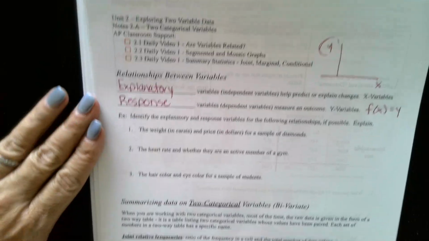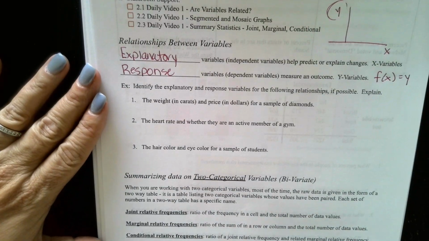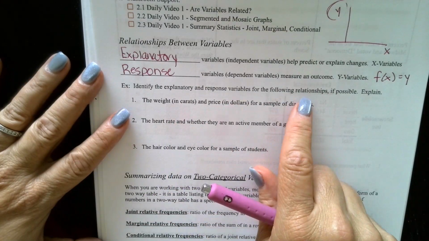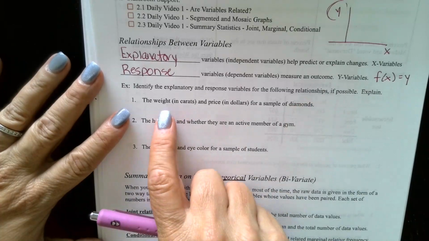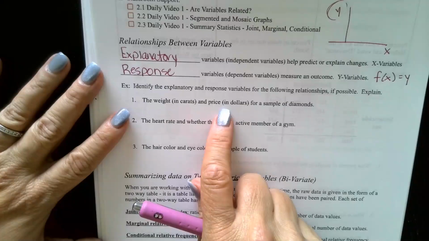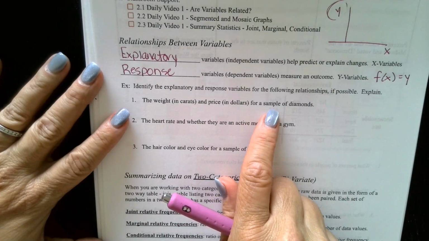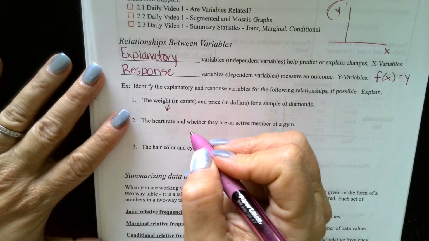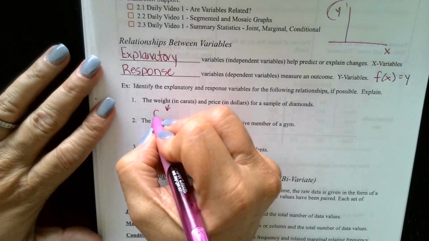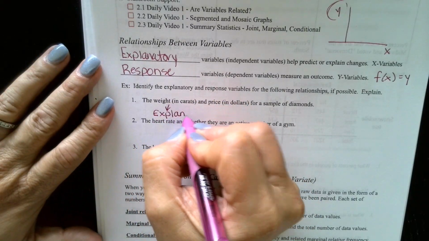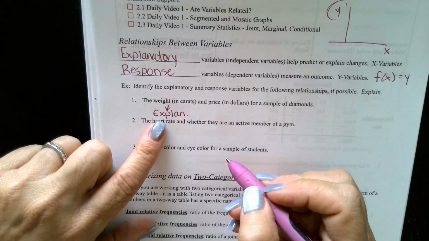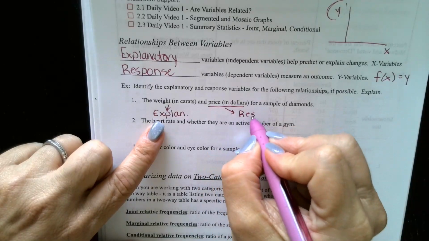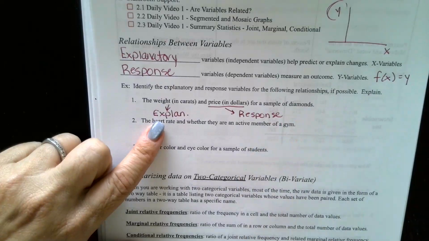If we look at some examples, just to put it in perspective, we want to identify explanatory and response variables for these following relationships if we can, okay? The weight in carats and the price in dollars for a sample of diamonds. The carat, or the weight of a diamond, is going to be our explanatory variable. And depending on how big that carat is, we're going to have a price, and the price is going to be our response. It's our output.